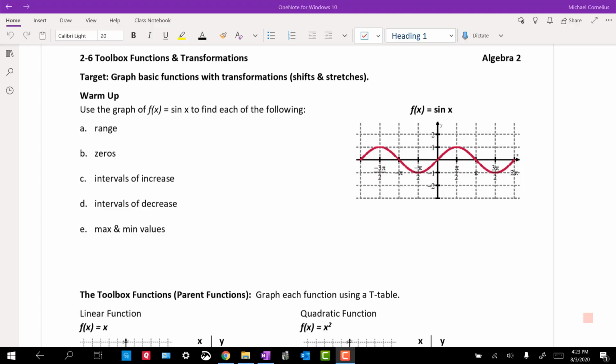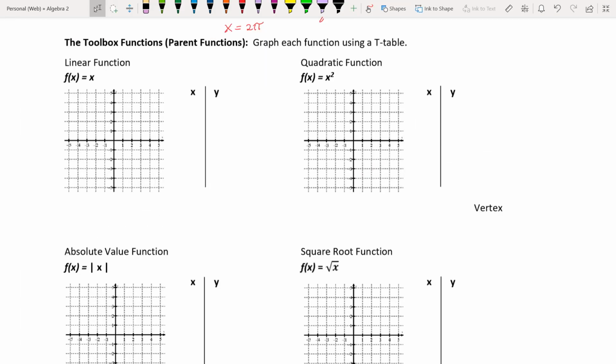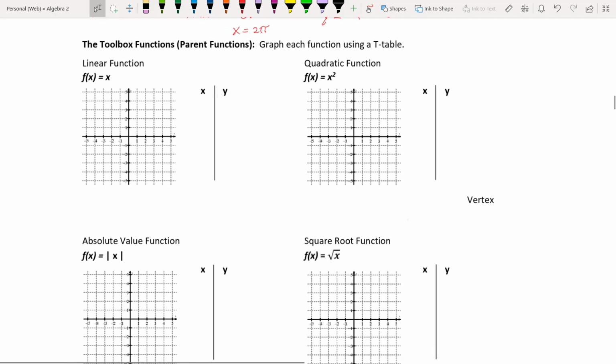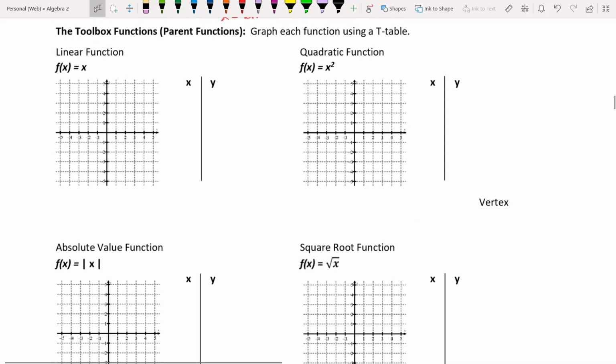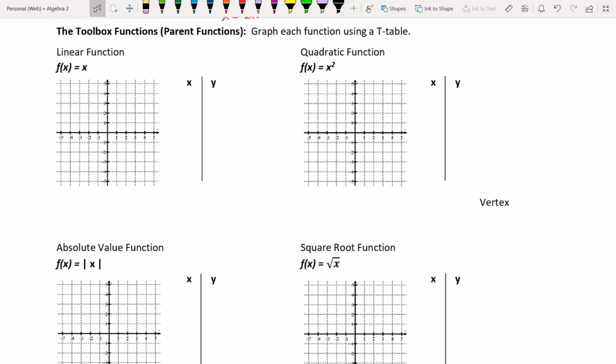All right, here we are today talking about toolbox functions, parent functions. A parent function is a function that has, I call it a no-frills function. For instance, in Algebra 1, you learned about linear equations like y equals 2x plus 7. Okay, a slope of 2, a y-intercept at 7. You did stuff like y equals negative 3/4 x plus 1, things like that, but they were all some form of y equals mx plus b.